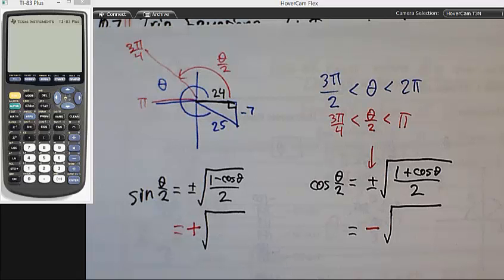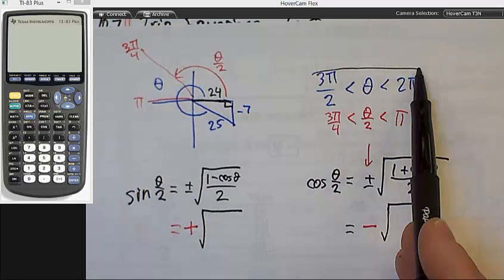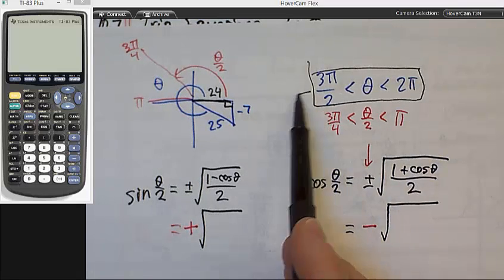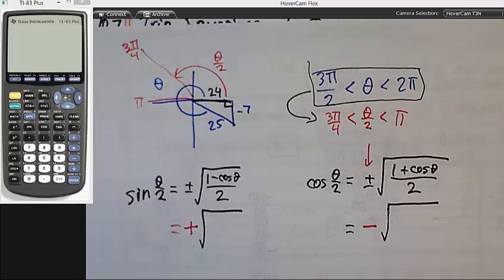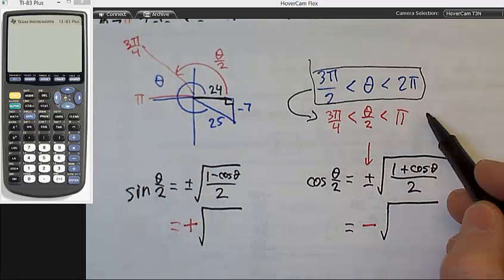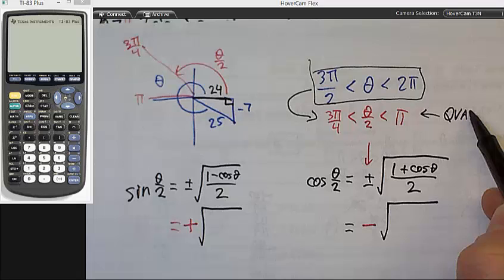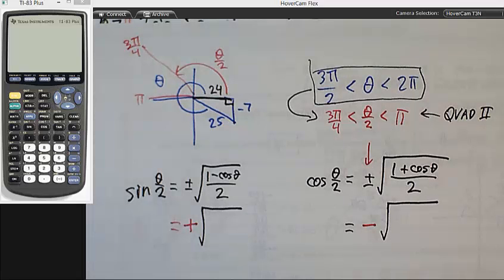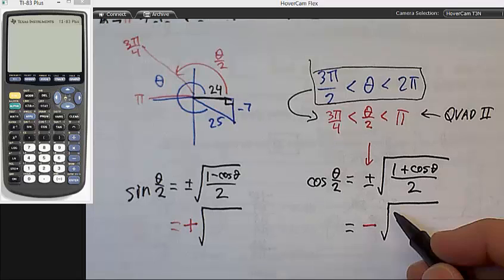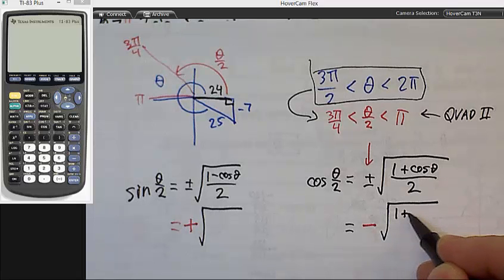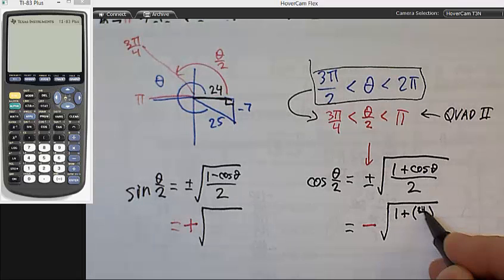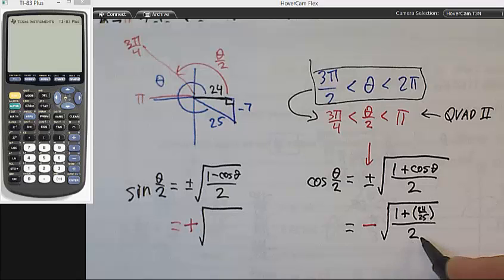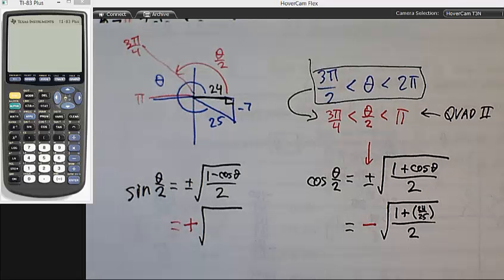How did I get the picture? I got it from what was given about theta, and then what did I do to get from here to here? Divide everything by 2. So that tells me where I am, and this means we are definitely in quadrant 2. And since we're in quadrant 2, cosines are negative there. Okay? So the answer would be 1 plus, what are we going to put in for cosine of theta, guys? 24 25ths. Then we have to divide the whole thing by 2. And the answer is negative. Okay. That's enough on that.